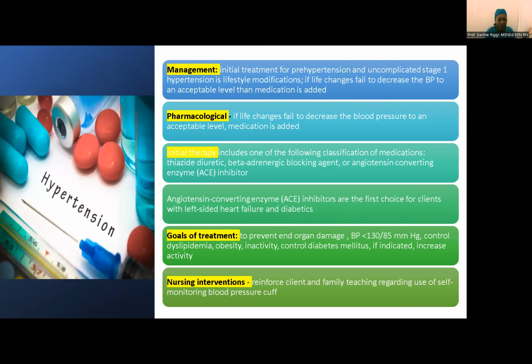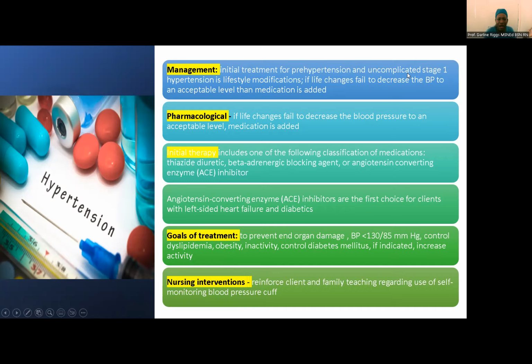Let's talk about management of this. This is very important. The yellow here says initial therapy, but let's start from the top. How do we manage hypertension? We also, in management of hypertension, go from least to most, right? There's initial treatment, okay? Especially if we're talking stage 1, uncomplicated, we don't have a whole lot of abnormalities with this client.